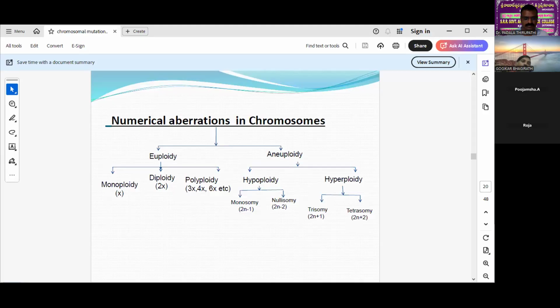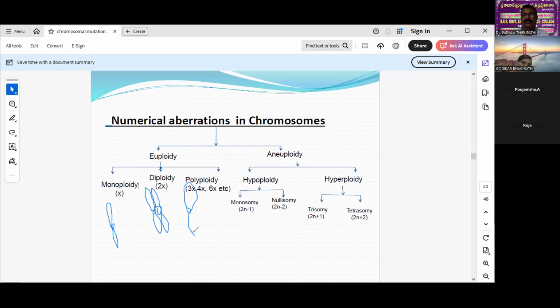Having 3 chromosomes as a set. For example, a single chromosome is present here. That is a monoploidy. 2 chromosomes are in paired condition. This is diploid. Here the set number again increases.